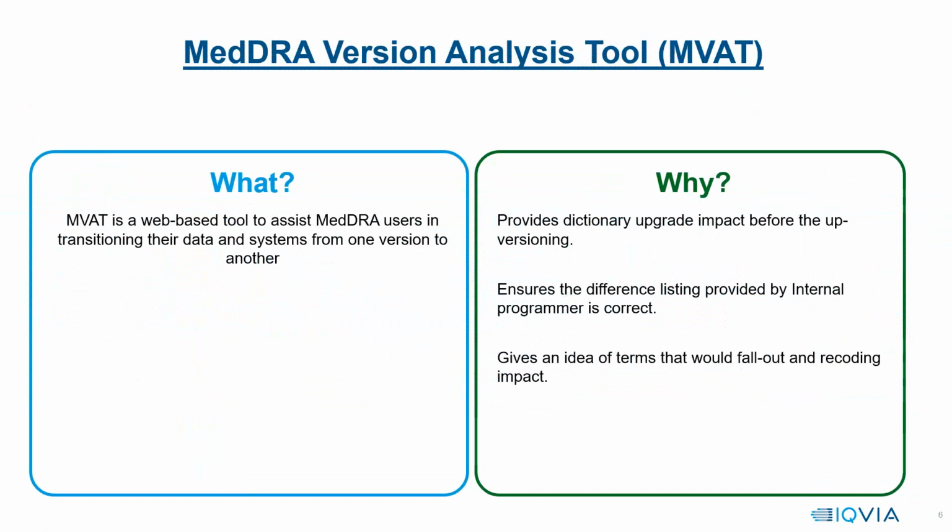So just to provide an overview, what is MVAT? MedDRA Version Analysis Tool is a web-based tool to assist MedDRA users in transitioning their data and systems from one version to another. In that, we make use of the data impact report tab. We have to select the dictionary versions, both the current as well as the target, and we also make sure that the starting MedDRA version in the data impact report tab is older than the ending MedDRA version.